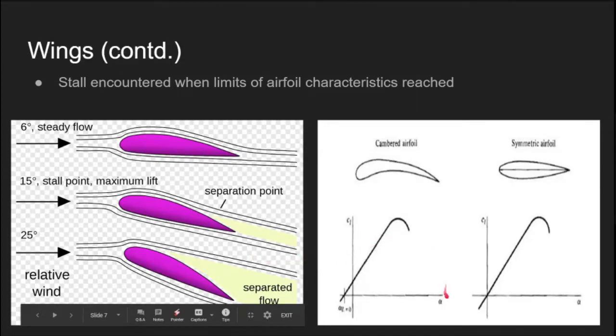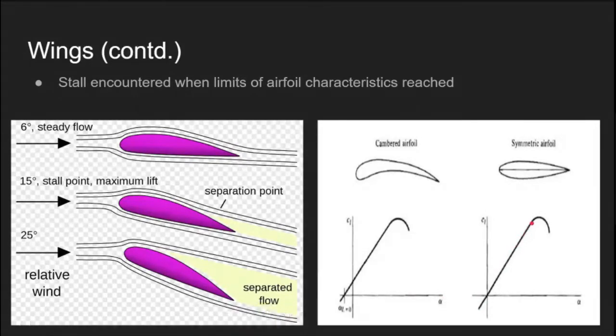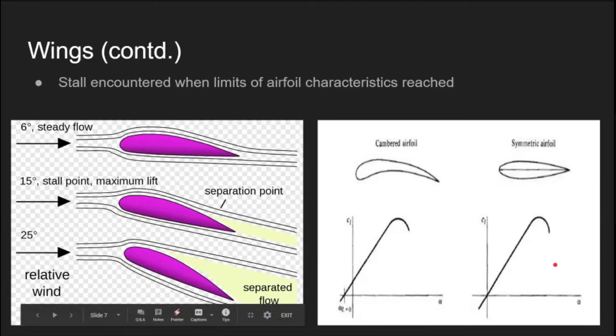So you can look here as an example. This is your angle of attack, and this is your CL. Let's just say it's lift for now. As you increase your angle of attack, your lift's going to increase, increase, increase, up until a certain point where you reach your maximum lift. You increase the angle of attack any more than that, and you're going to have a substantial drop in lift, and that's basically due to the stall.